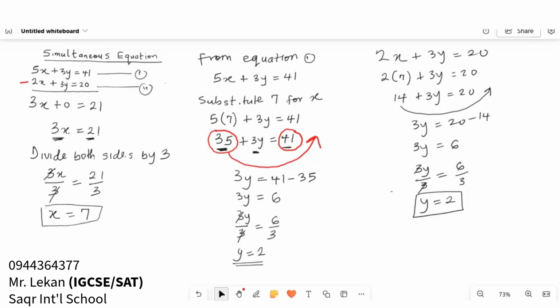So this is simultaneous equations using the elimination method. In my next class, I will treat the substitution method.